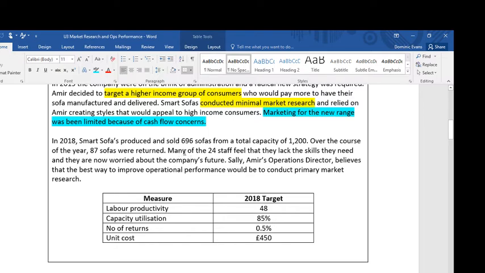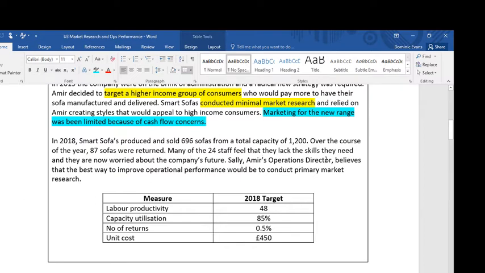Many of the 24 staff feel that they lack the skills that they need and are now worried about the company's future. So another number here, and I've got 696 produced by 24 staff, so I know I can calculate labour productivity as well.